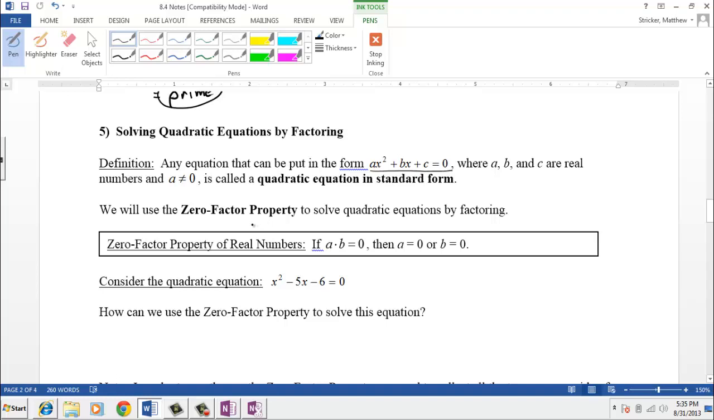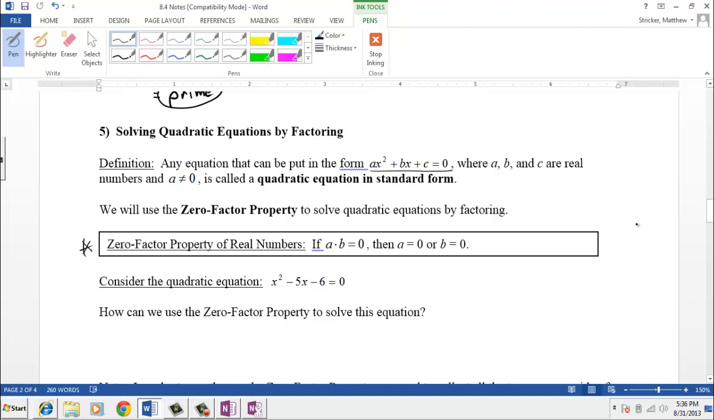So we have to have it equal to 0 to be able to use this zero factor property. An equation's not always given to us set up equal to 0, but we can easily make everything on one side set equal to 0. Now here's the zero factor property. It says that if we have a product, A times B, and those two things multiplied by each other are equal to 0, then either A has to be 0, or B has to be 0.